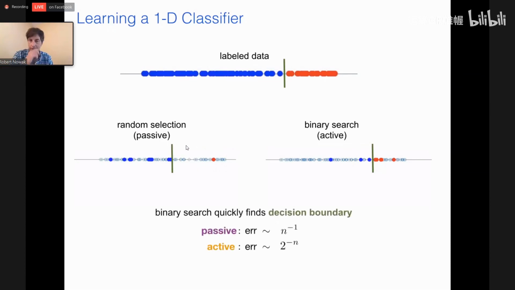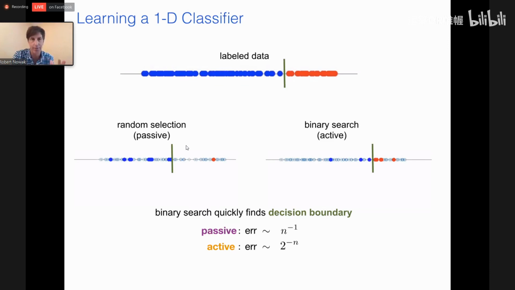And so in this sort of case, it's a really simple little back of the envelope calculation. The error of the passive method goes down like 1 over the number of labeled examples you've collected, whereas the error of the active method is going down exponentially fast in the number of labeled examples that you've collected so far. So there's a huge gain or speed up in how quickly you can learn where that decision boundary is using active learning.